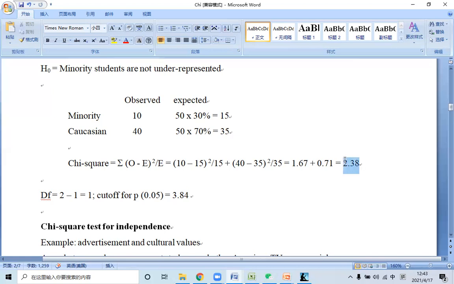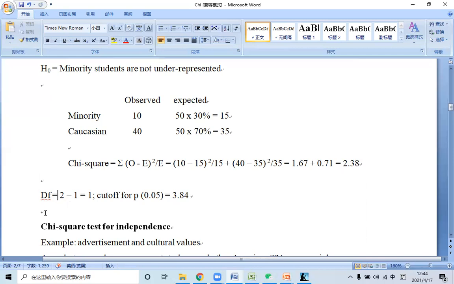The bigger the chi-square value, the more likely that you will be able to reject the null hypothesis. You want bigger chi-square values. How big? We need to get the critical value, or cutoff value. The critical value of chi-square is based on degrees of freedom.